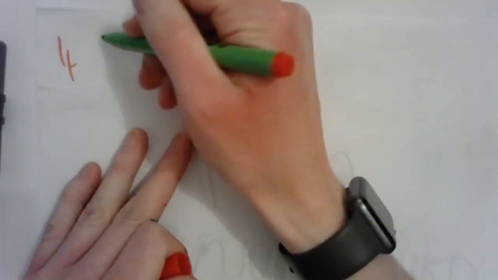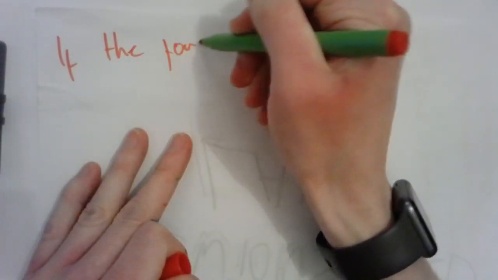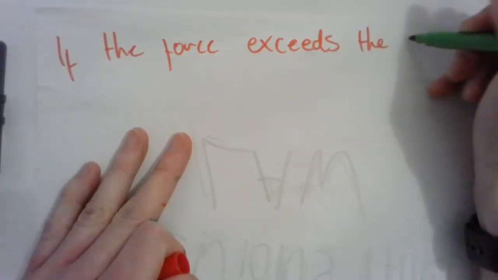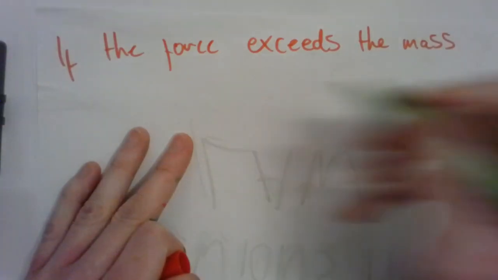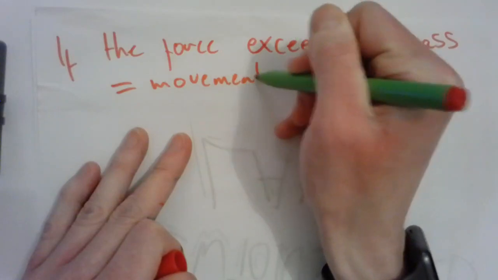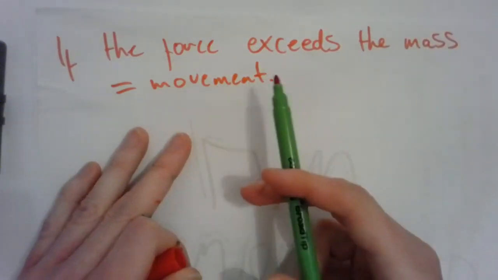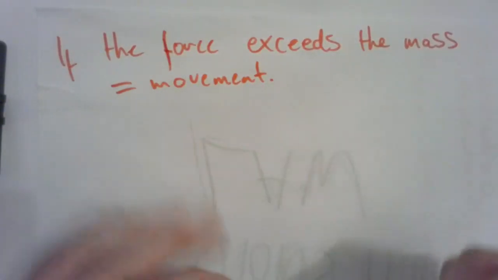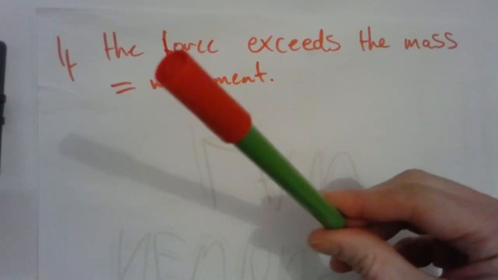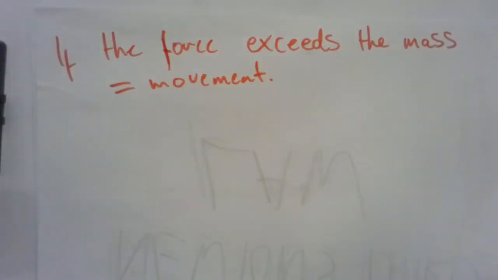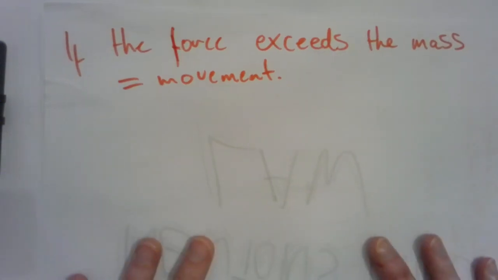If the force exceeds the mass, you get movement. So this force might be equal and opposite, this force might always be the same, but the mass of the objects involved is not. So I chuck this pen, I exert a certain force on it, and it exerts an equal and opposite force on me, but I weigh much more than the pen, and so I don't move.